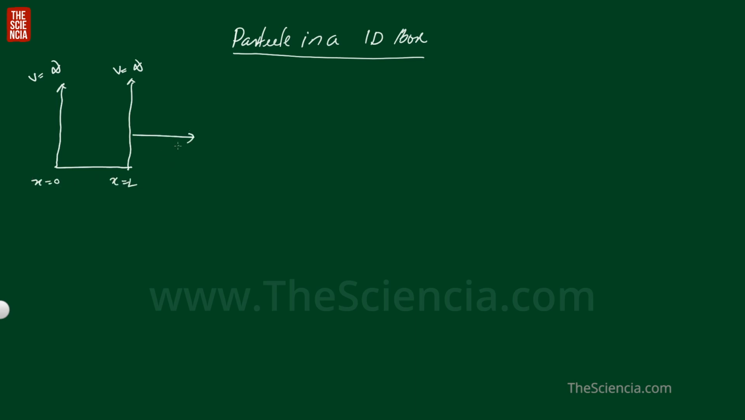So in this region the potential is infinity, and in this region also the potential is infinity. And our particle is inside this infinite potential well. It is a 1D box. Inside this box, the potential of the particle is equal to 0. That is, it is a free particle.